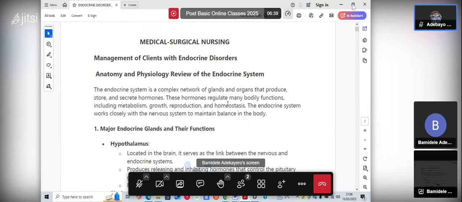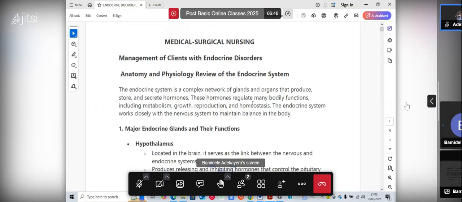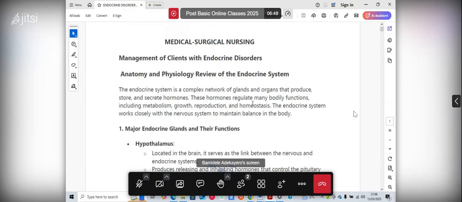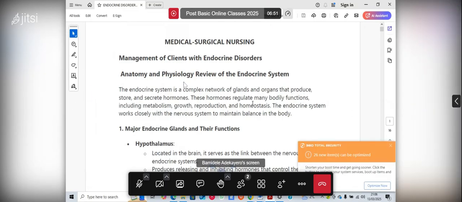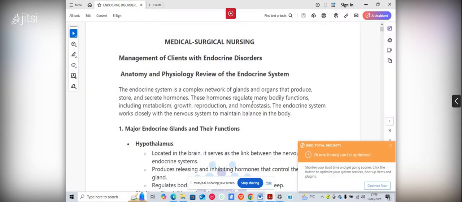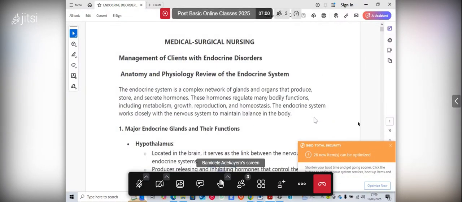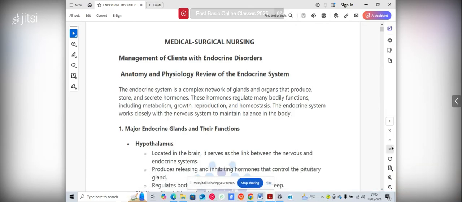Today we'll be briefly looking at an overview of managing clients with endocrine disorders. During the course of this lecture, I'll be using the term metabolic disorders or endocrine disorders. I might be using them interchangeably. Before we go into the management proper, I want us to look at the anatomy and physiology of the endocrine system itself. Let's just look at the overview.